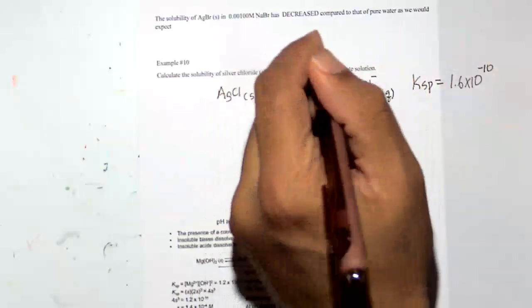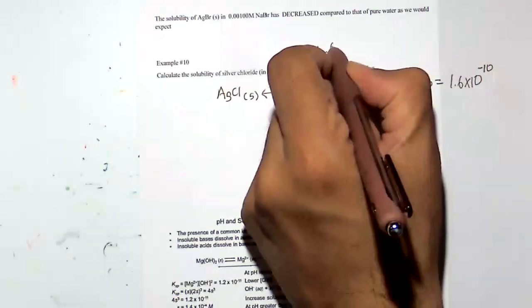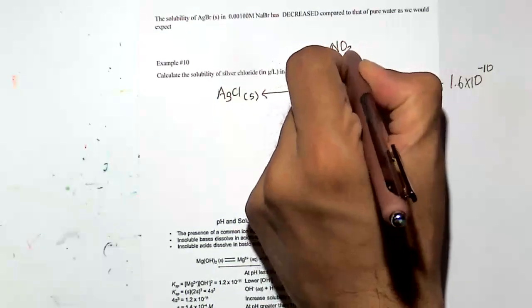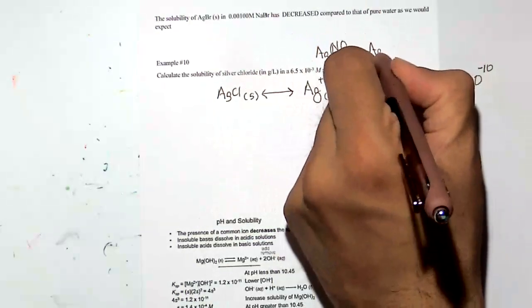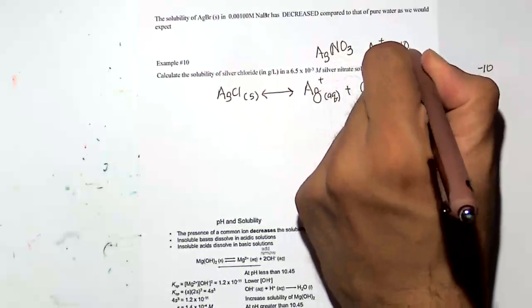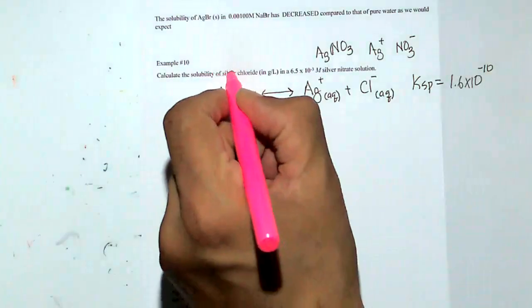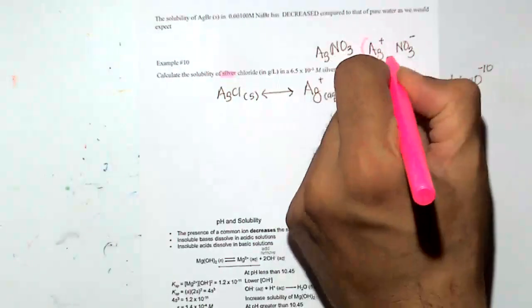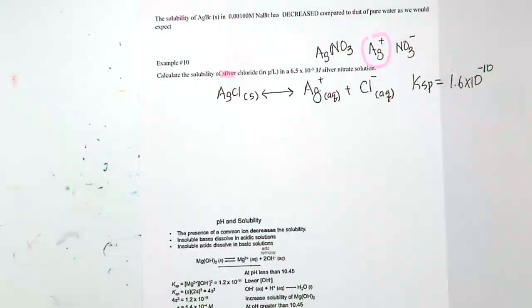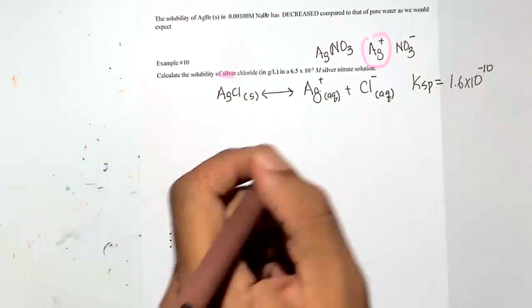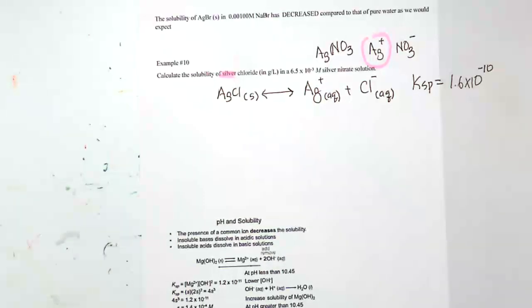So the silver nitrate will be AgNO3. It's silver ion, which is Ag plus, and nitrate ion, which is NO3 minus. So what is the common ion here? The common ion is silver. So there are 2 sources of silver here.